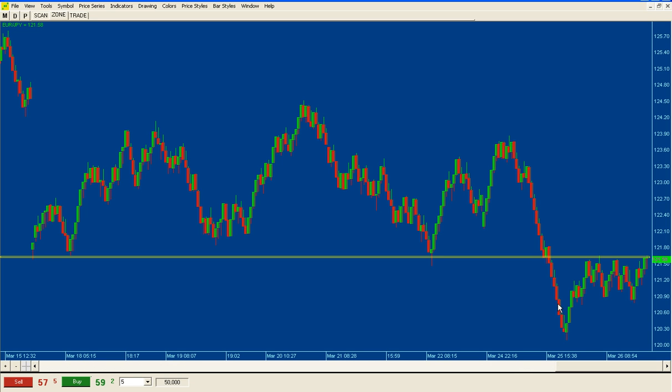If it breaks down, comes and tests yesterday's low at this 120 range, then the downward potential I think is a little bit greater. I've been suggesting that for quite some time. We've been taking great advantage of the downward moves in the euro yen. It's been a very profitable pair so far this year. I don't see that letting up.